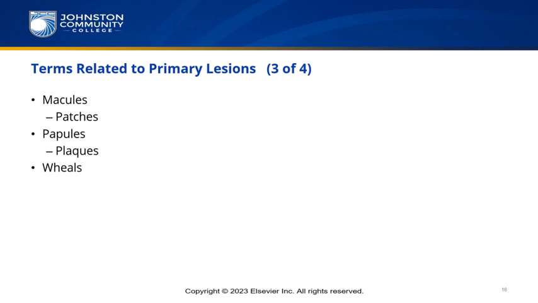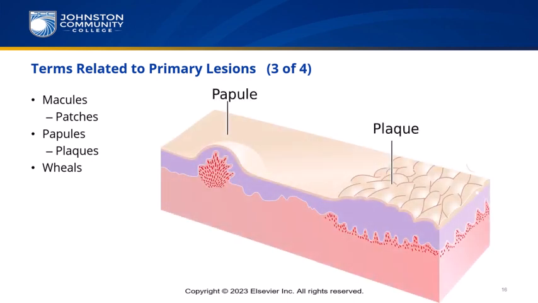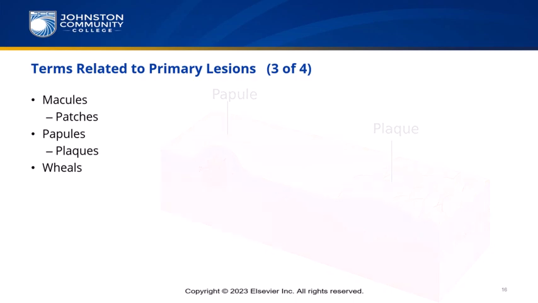Then we have a papule, which is a raised solid skin lesion that is less than 1 centimeter. A pimple is an example of a papule. Then we have a plaque, which is a raised plateau-like papule larger than 1 centimeter. Psoriatic plaques or seborrheic keratoses are examples.